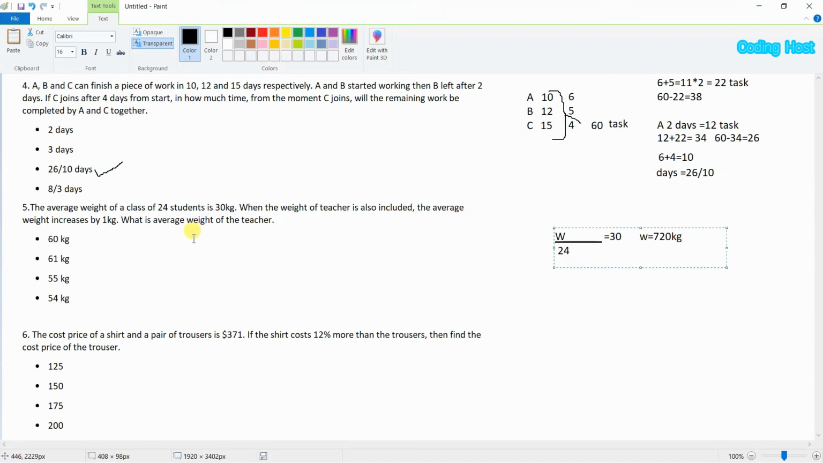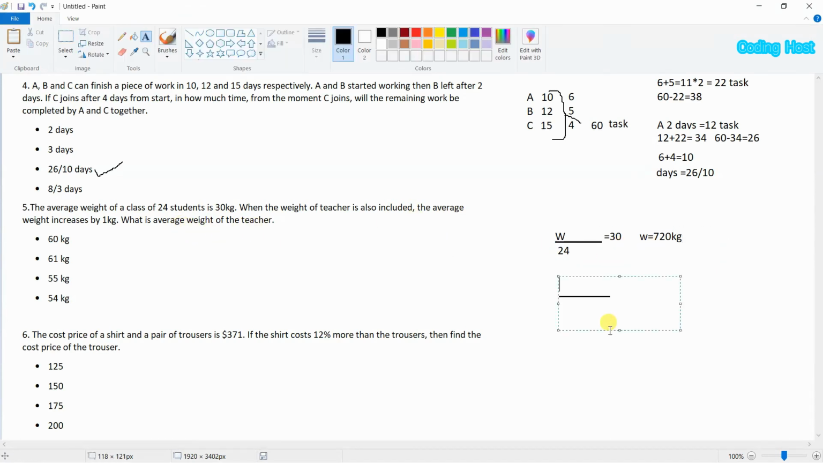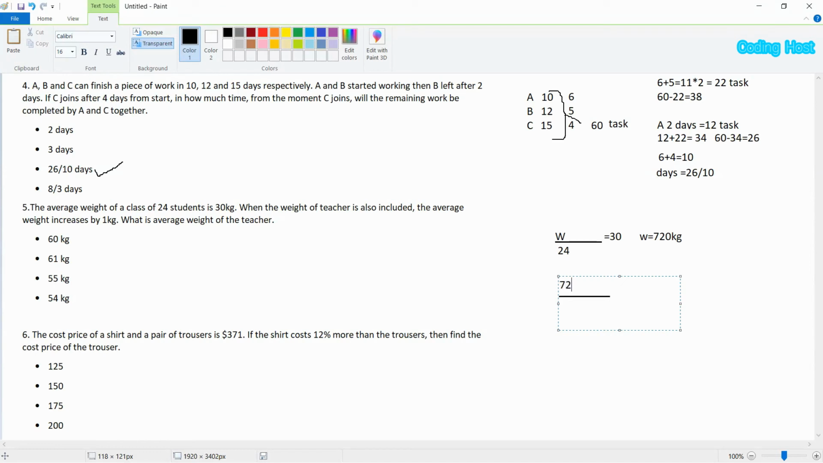And now we have to find the weight of the teacher. So what we have to do is 720 plus weight of the teacher, let's take it T, dividing it by the total number of people, which is 24 students plus 1 teacher. So we divide this by 25, which is equal to 31, because here it is given that when the weight of the teacher is also included, the average weight increased by 1 kg. So 30 becomes 31, increased by 1. And now we have to find the value of t.